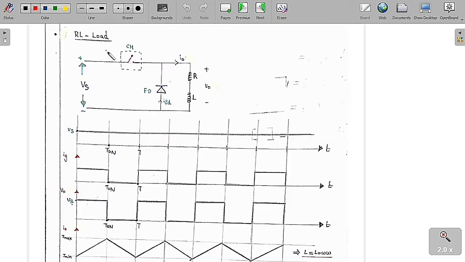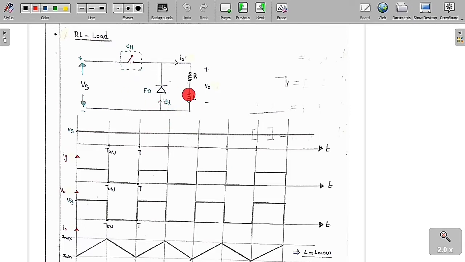Now we are going to connect the RL load. This is the RL load we are going to connect with a freewheeling diode. Now we are going to analyze this circuit. The supply voltage is plus or minus Vs and the output voltage is plus or minus V0. This is the output current I0. This is basically a chopper, or it is also called a switch. This is the freewheeling diode and the current in the freewheeling diode is IFD.